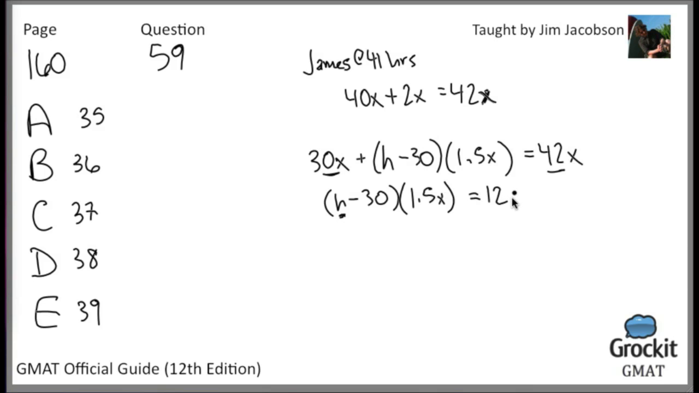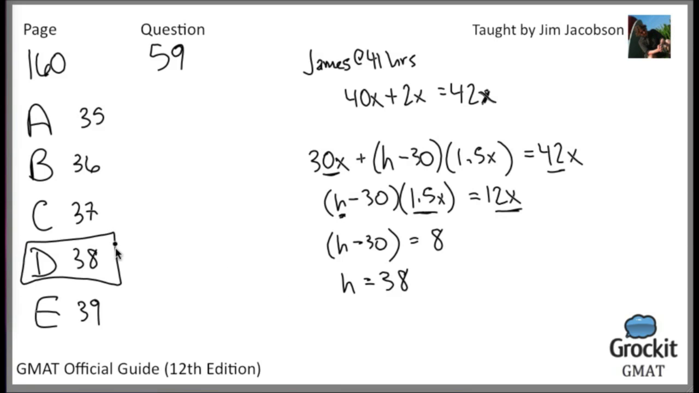So we just subtracted 30x from both sides. Now we want to divide both sides by 1.5x. So we end up with h minus 30 equals 8, because we divided by 1.5x, so the x's cancel out. 12 divided by 1.5 is 8. So then h equals 38 hours. Harry worked 38 hours to earn the same amount of money that James did in 41 hours.